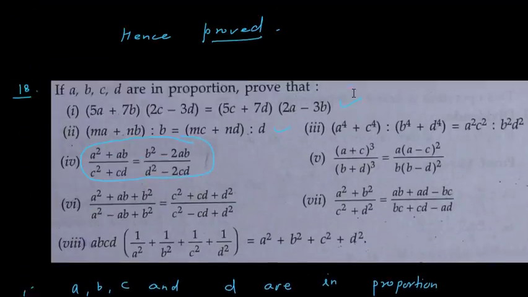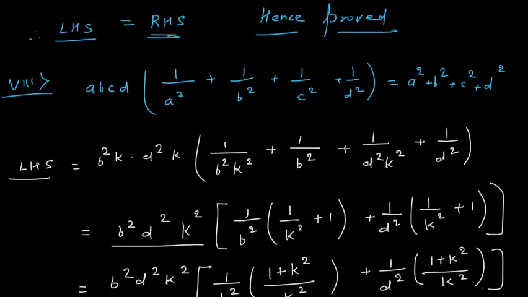Right, okay, done this 18th question. Now the 19th question. If x, y, z are in continued proportion, we have to prove that x plus y the whole square upon y plus z the whole square is equal to x upon z. Now x, y and z are in continued proportion.